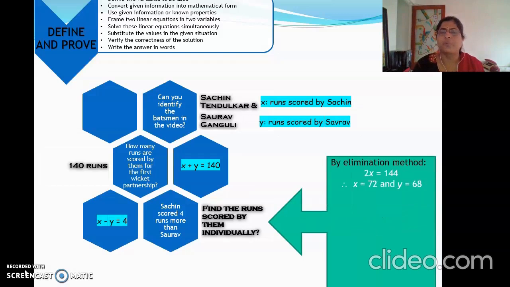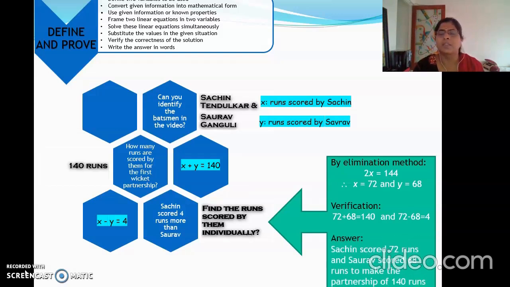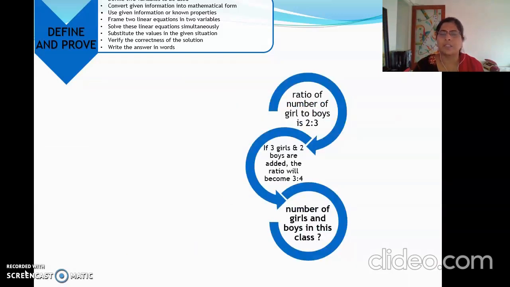Now solving these two equations by any method, say elimination, we get 2x is 144 and hence x is equal to 72. Substituting this value in any one equation, we get y is equal to 68. Let's do the verification. The sum of 72 and 68 is 140, and 72 is more than 68 by 4. Hence your answer is: Sachin scored 72 runs and Saurav scored 68 runs to make a partnership of 140 runs.